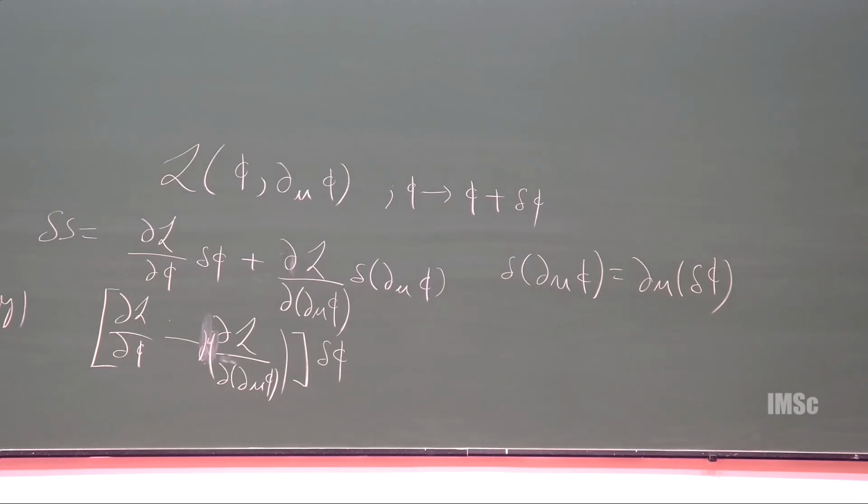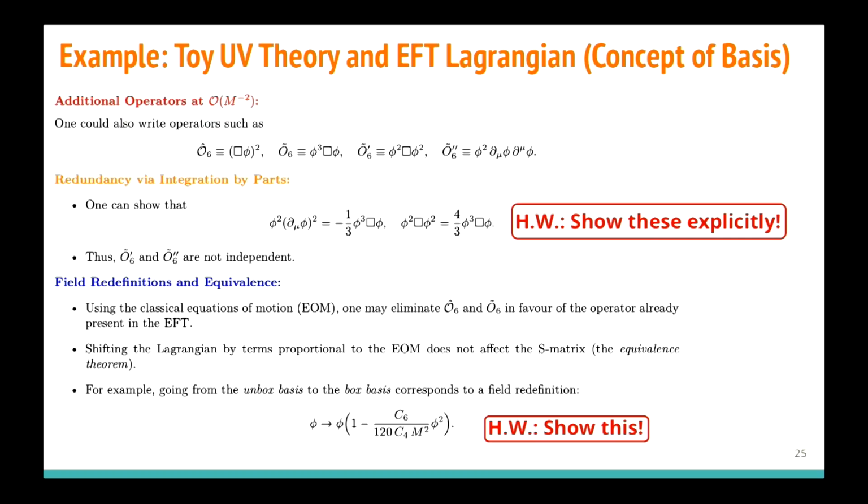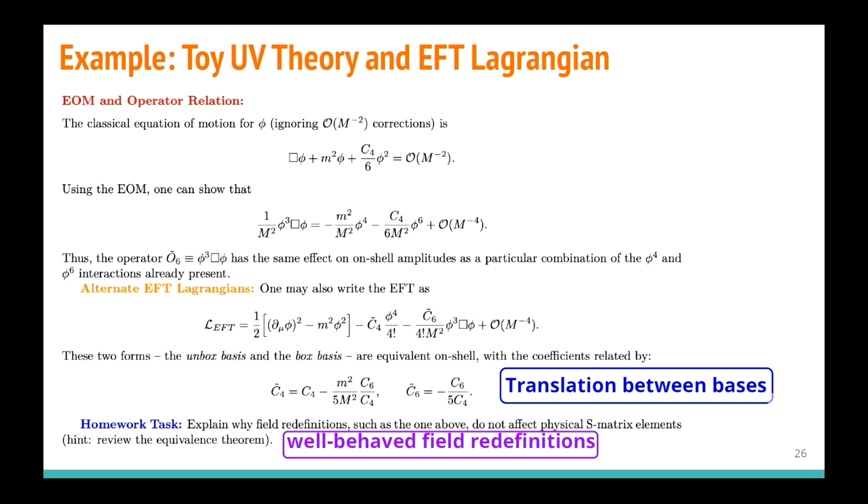So, what we can do is that if we redefine the field, we will be able to see this explicitly. This is our equation of motion which we get from the Euler-Lagrange equation: box phi plus m squared phi plus c4 by 6 phi squared is equal to some order m to the power minus 2. So, this is the classical equation of motion for phi. We ignore any term of order 1 by m squared or higher.